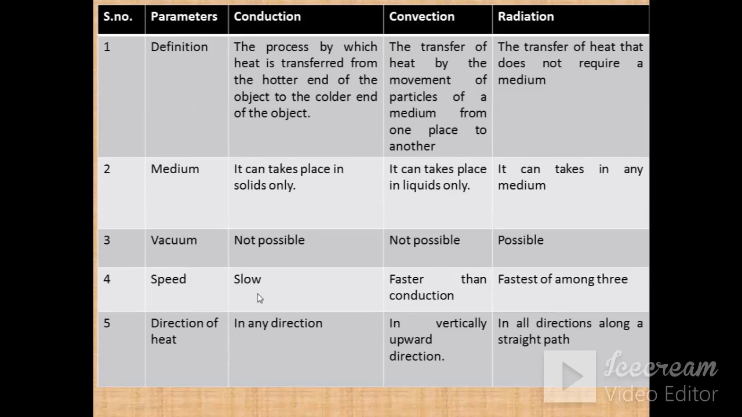Speed of conduction is slow, speed of convection is faster than conduction, and radiation heat transfer is the fastest among these three. Then direction of heat: in case of conduction, heat can flow in any direction. Whereas in case of convection, the heat flows in the vertically upward direction, and in case of radiation, in all directions, that is along a straight path, since it is traveling at the speed of light. So these are a few differences between conduction, convection and radiation.